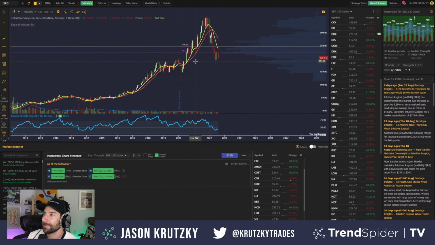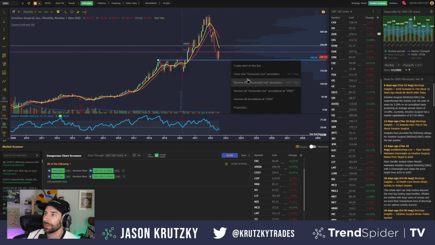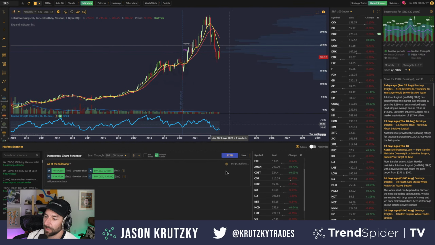Obviously, this 195 level, very, very important. You know, previous resistance from September 2018 into June of 2020, and that's why it found support there. So that's going to be a big, big, big level in the coming months if they end up losing 195 or so. Look out below. Could be headed back into 150. Could be headed back to 122. Could be not so great. So Intuitive, not looking as good as some of its healthcare compadres.